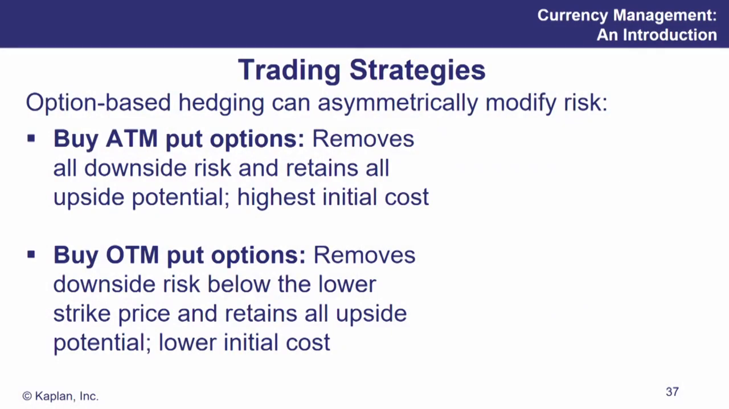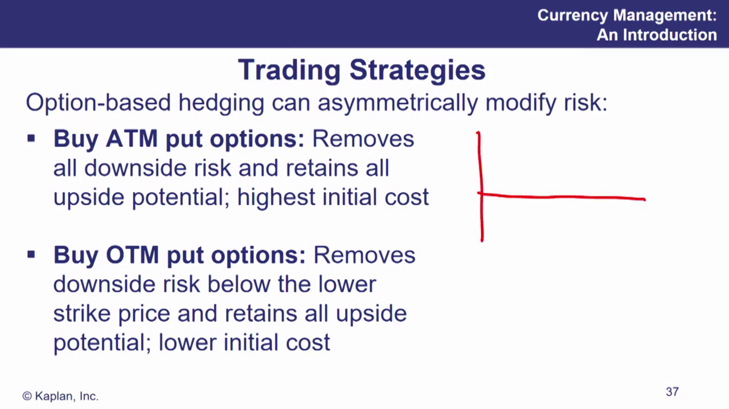Okay, all right, so trading strategies. Option-based hedging can asymmetrically modify risk, okay? That's with options, right? Because the graph I just showed you a moment ago, or reminded you of a moment ago, you're probably well familiar with it by now. So if we buy at the money put options, okay, removes all that downside risk, retains all the upside potential, it will have the highest initial cost, all right? So that was the graph that I just drew a little bit earlier here.